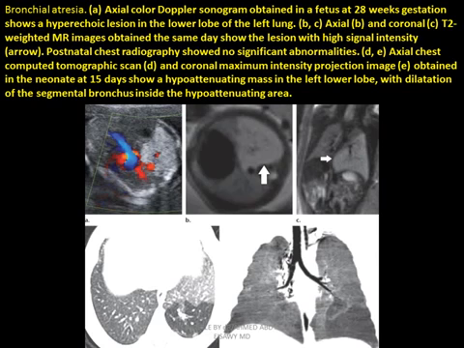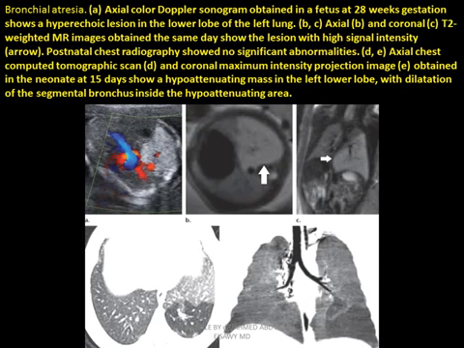Axial and coronal T2 images obtained on the same day show a lesion with high signal intensity. Postnatal chest radiograph shows no significant abnormalities.